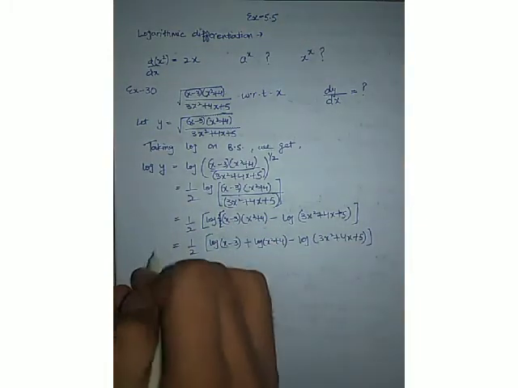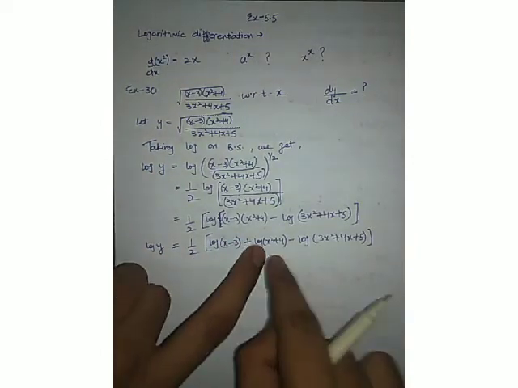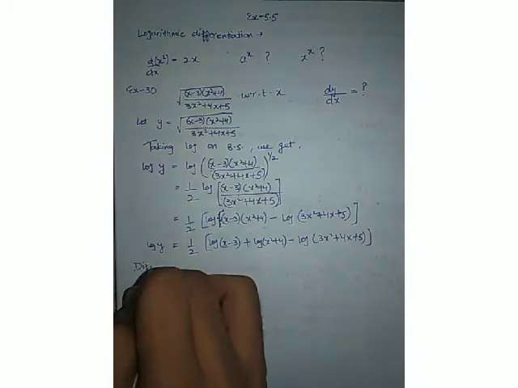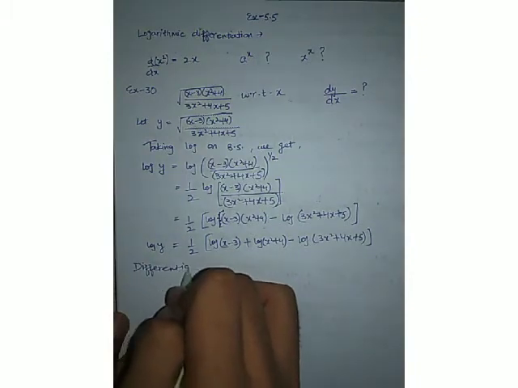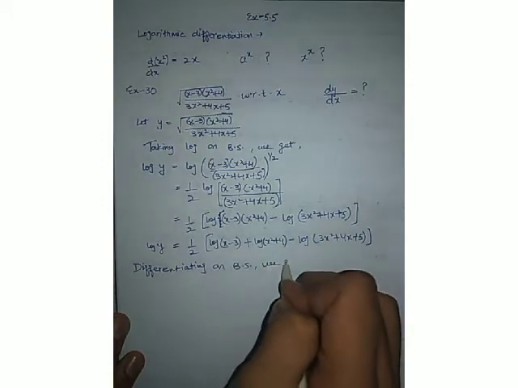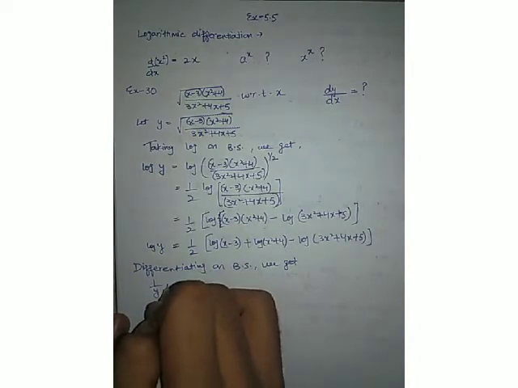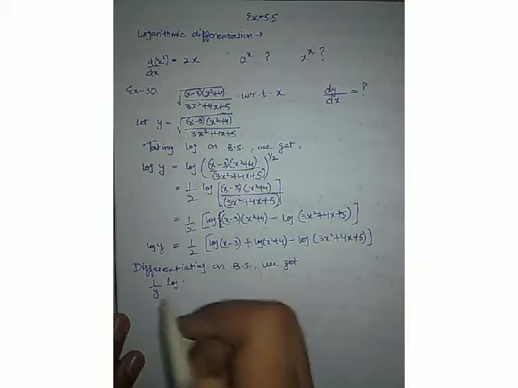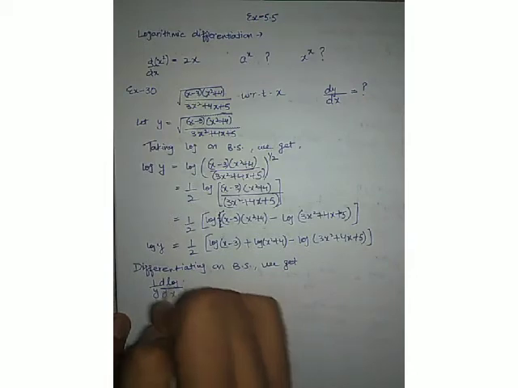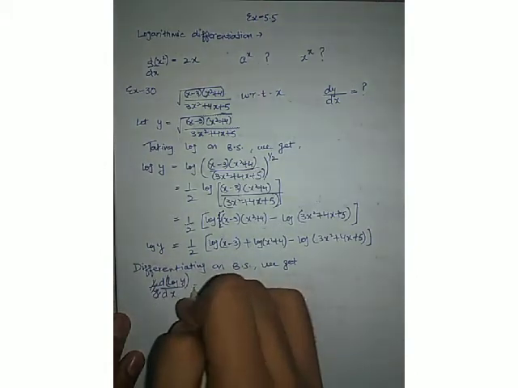Now it's completely simplified because we know the differentiation of log x, and this is also log x, this is also log x, so we can differentiate it simply. Now differentiating on both sides, what we get is 1 upon y. Log y, we are differentiating it with respect to x, so let's firstly write that. Differentiating log y with respect to x, we will not get 1 upon y yet, we'll be applying the differential.